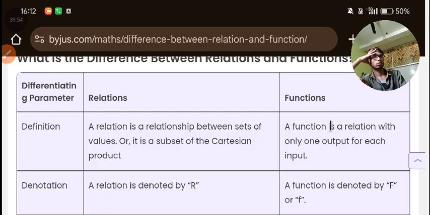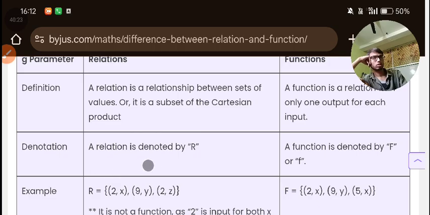So what about a function? A function is a relation. We create a relation with the help of a subset of a Cartesian product, but we create a function with the help of a relation. This is the difference. A function is a relation with only one output for each input.